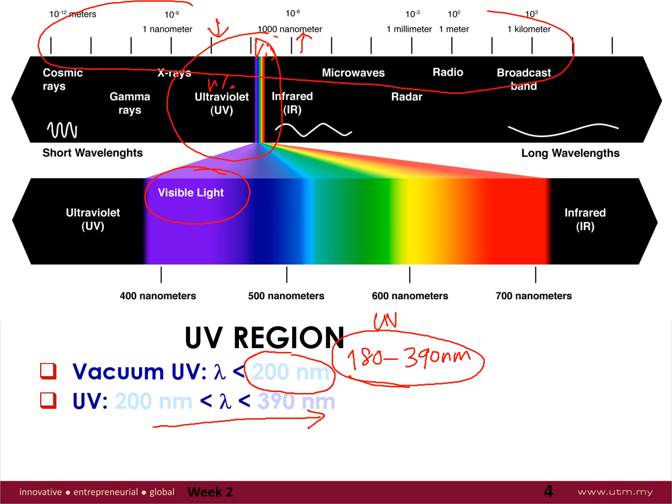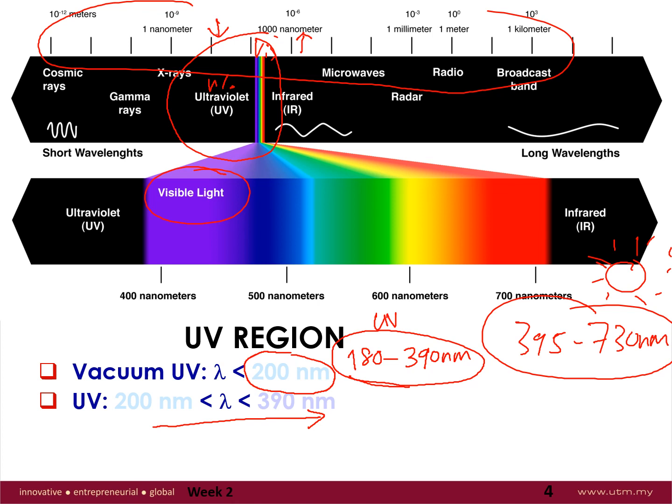Then moving forward, we have the region of visible, which is between 395 and 730 nanometers. When you see this wavelength, you know already that you can actually see color. Why do you see color? Because remember, the sun is giving you the radiation, and the atmosphere filters out certain wavelengths for you to see the colors.